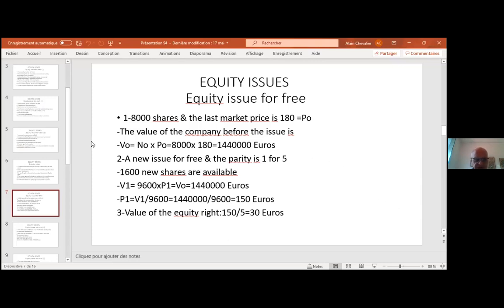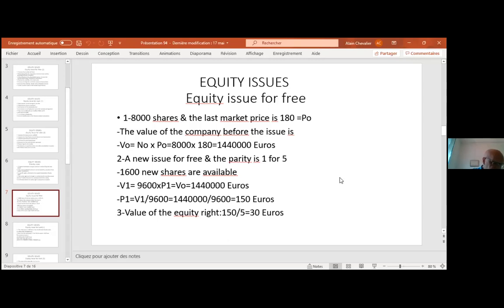What we have here, I show the calculation that you have in the exam. What you find here is a few questions, and the questions are the following. The first one is, what is the total value of a firm before and after the issue? It's an equity issue for free. There is no cash brought to the firm.